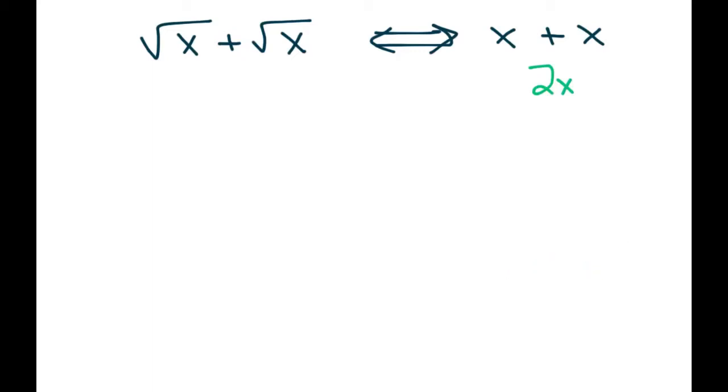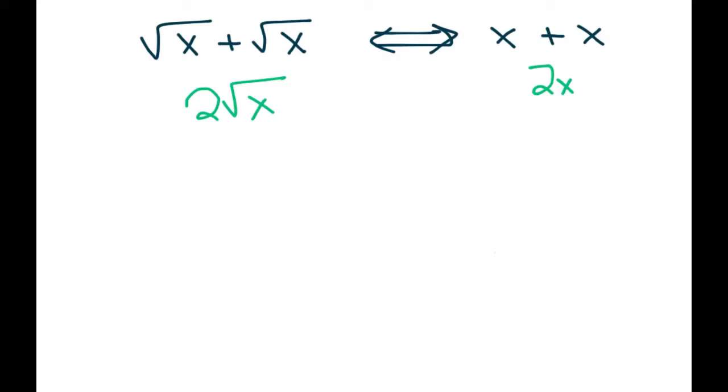So, if radicals work like terms, then the square root of x plus the square root of x is 2 the square root of x, because there are 2 square roots of x's. Now, in order to add radicals, what is under the radical, the radicand, has to be the same.